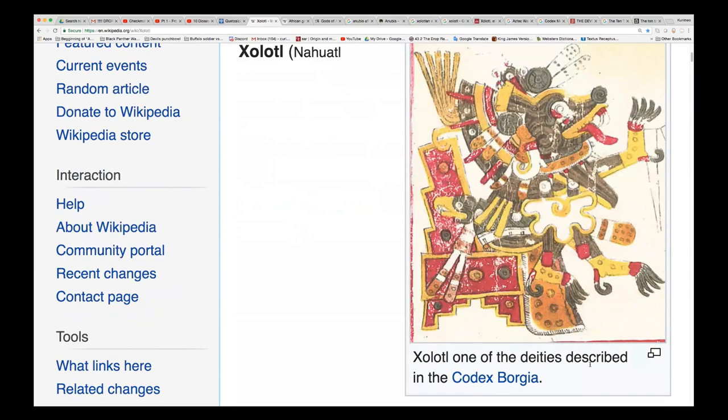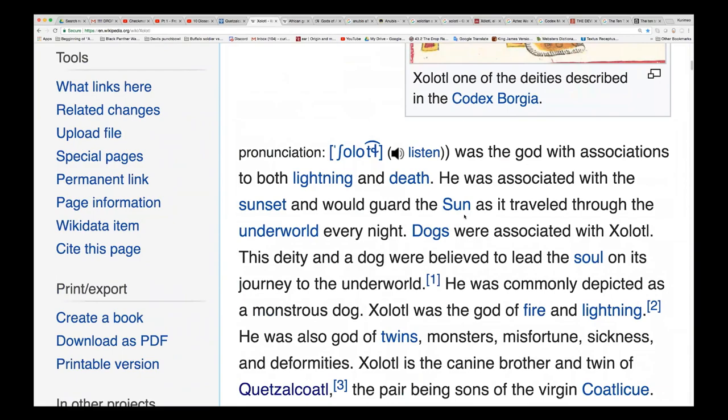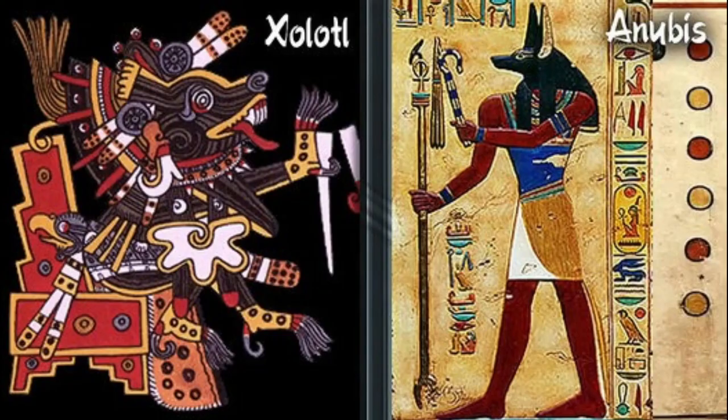Xolotl, one of the deities described in the Codex Borgia, says here, was the god with associations to both lightning and death. He was associated with the sunset and would guard the sun as it traveled through the underworld every night. Dogs were associated with Xolotl. This deity and a dog were believed to lead the soul on its journey to the underworld.